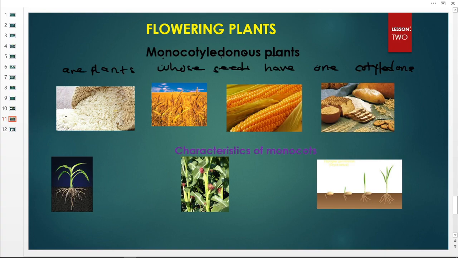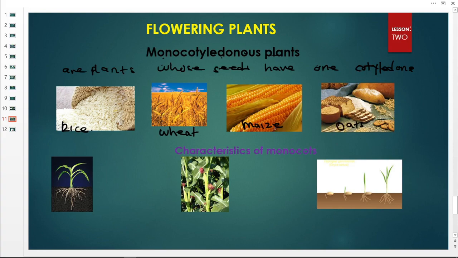So examples, we have this first example. This one is rice. This is wheat. It is a monocot plant. Then here is the maize. Then we have what we call oats.